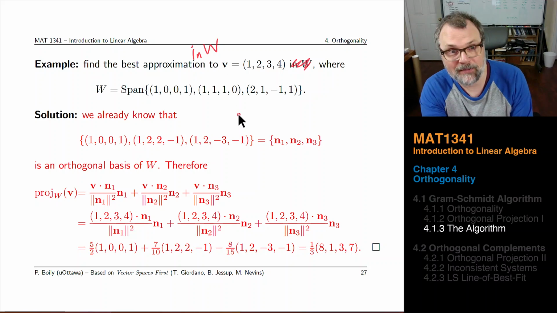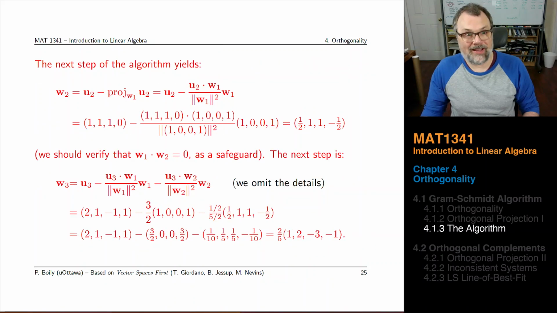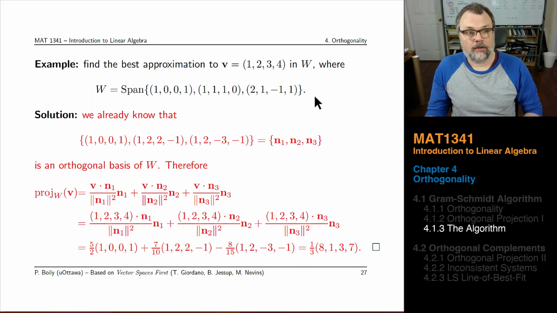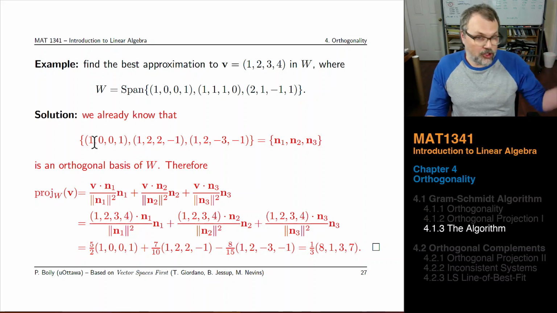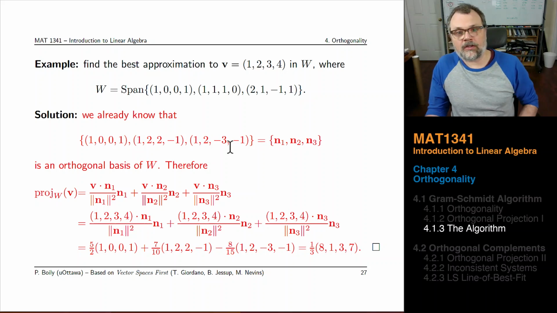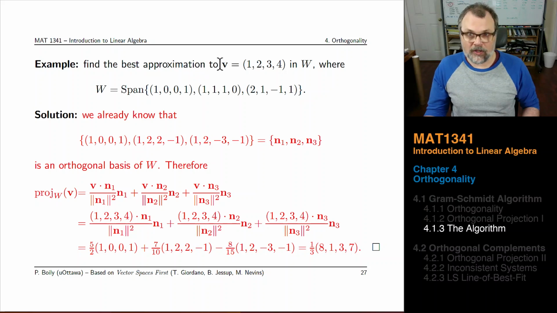So W is spanned by 3 vectors. You recognize them as the same 3 vectors from the previous set. So let's call them n1, n2, and n3. And we've already shown in the previous exercise that they form an orthogonal basis of the subspace W. So if I'm looking for the best approximation of the vector V in the subspace W, I'm looking for the projection of V onto the subspace W.